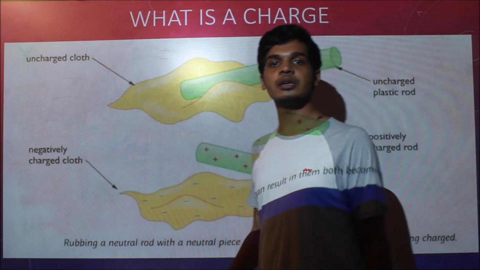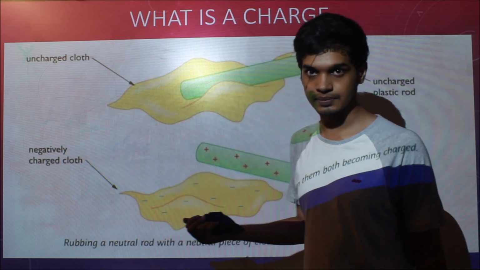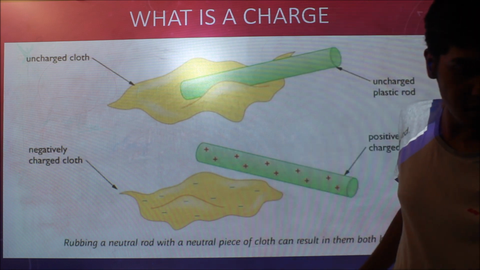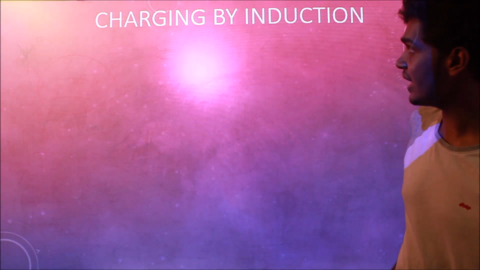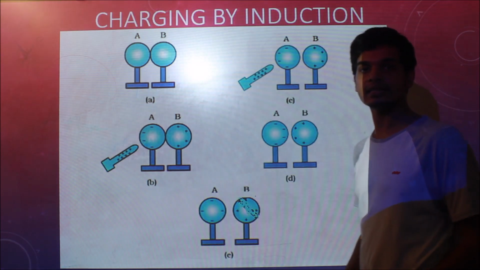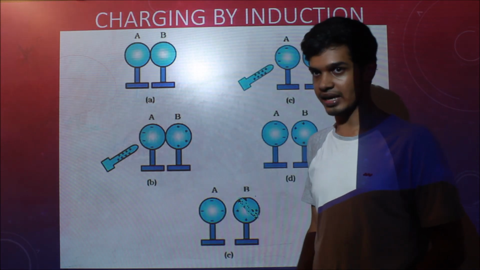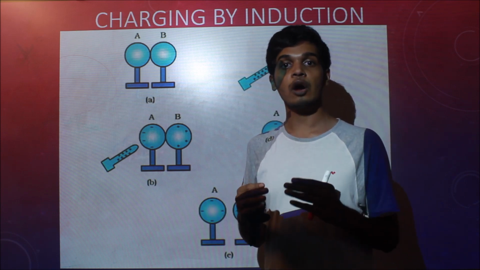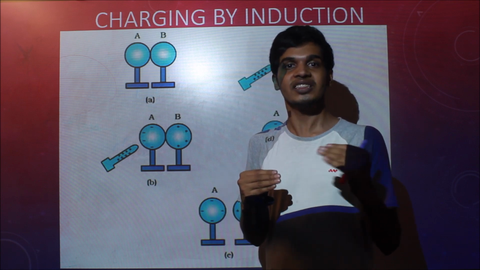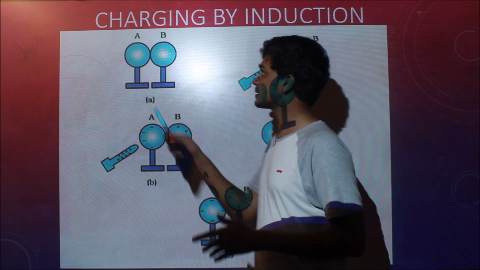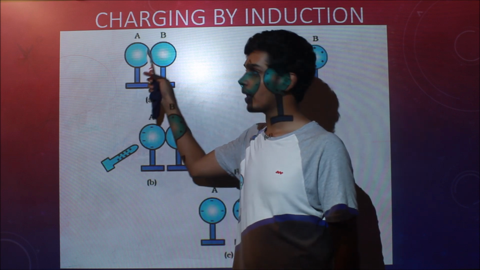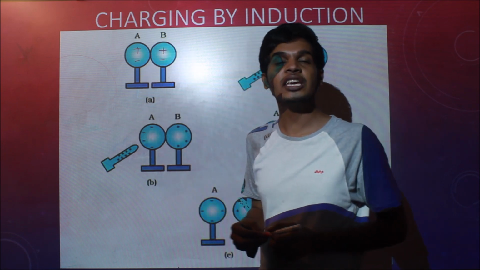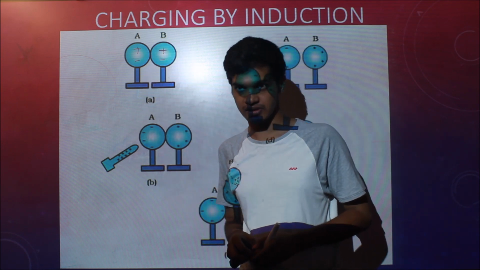Is there any other method by which we can charge objects? If this method is called charging by friction, there is another method called charging by induction. Let us understand how we can charge an object by induction. Induction mainly involves charging the object without bringing it in physical contact with some other object. Let us consider two spherical balls. These balls are initially said to have neutral charge, meaning they have equal quantities of positive and negative charges.